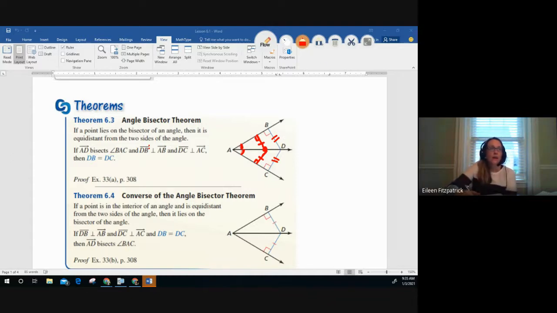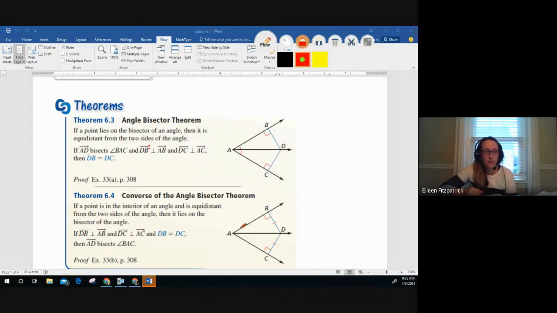And the converse of this is true as well. So if you look down here in the diagram, you're given the distance from A to B is the same as the distance from D to C. So since those distances are the same, that means that D is on the angle bisector.